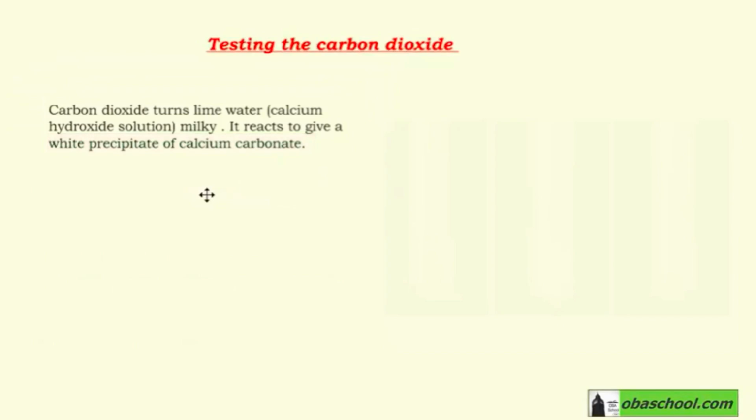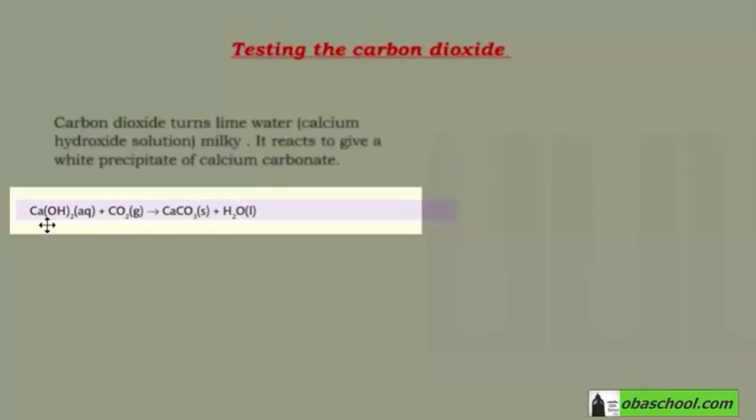It reacts to give a white precipitate of calcium carbonate. A reaction occurs between carbon dioxide and lime water to give a white precipitate, which is calcium carbonate. The reaction is calcium hydroxide reacts with carbon dioxide to give calcium carbonate plus water. Calcium carbonate is the white precipitate here.